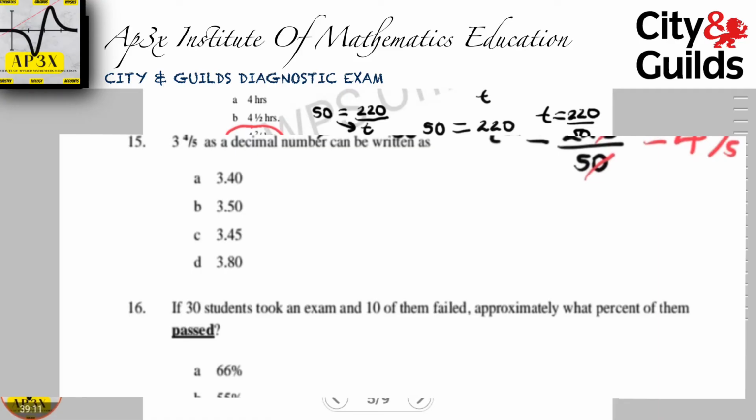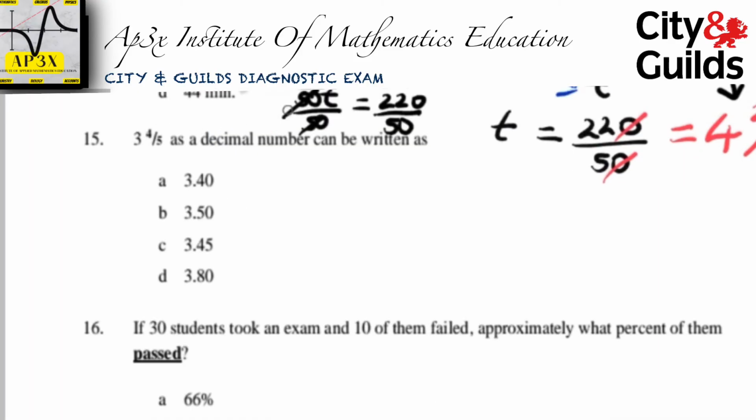So question 15 here. 3 4/5 as a decimal number can be written as. Now, this is one of my favorite fundamentals topics to teach. So 3 4/5. I know the answer is going to be 3 point something. So I need to take that 4/5 and convert it to a decimal. How we convert a fraction to a decimal is by long division. I'm looking at the answer, D, but how many students are going to know that 4/5 is 0.8? Not many. So we know it's going to be 3 point, and we're going to go ahead here.